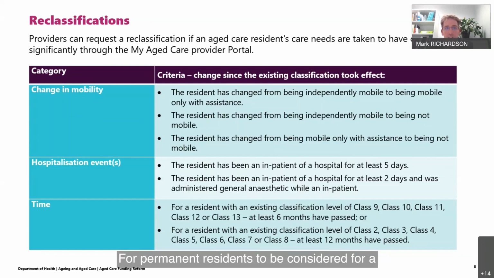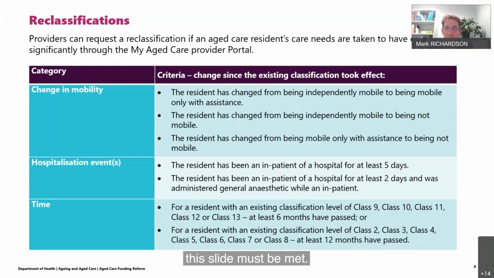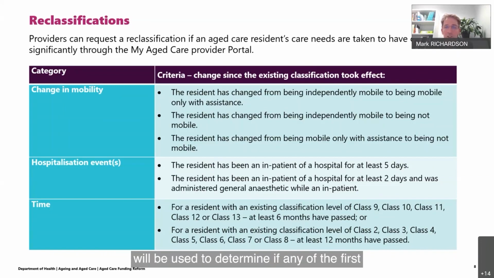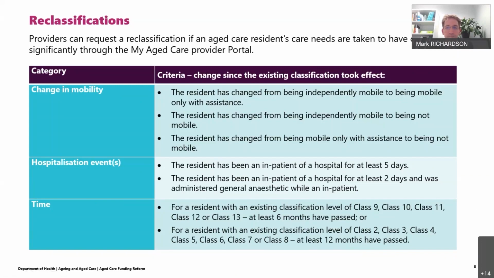For permanent residents to be considered for a reclassification during the shadow assessment period, at least one of the 7 criteria in the table in this slide must be met. Data collected from the reclassification assessment will be used to determine if any of the first 3 criteria, change in mobility, are met.